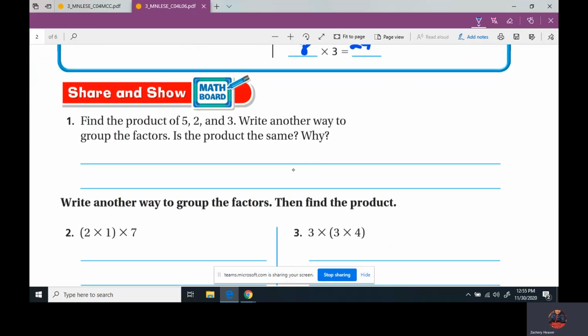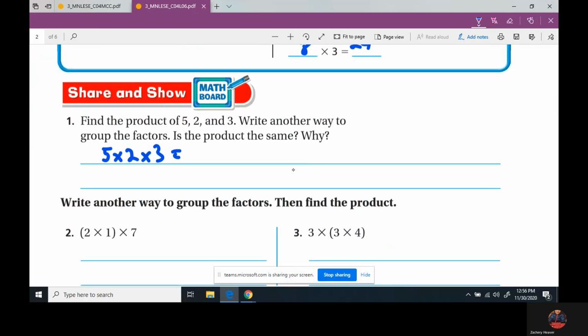Find the product of 5, 2, and 3. So find the answer of 5, 2, and 3. Write another way to group the factors. Is the product the same? So let's just do 5 times 2 times 3.